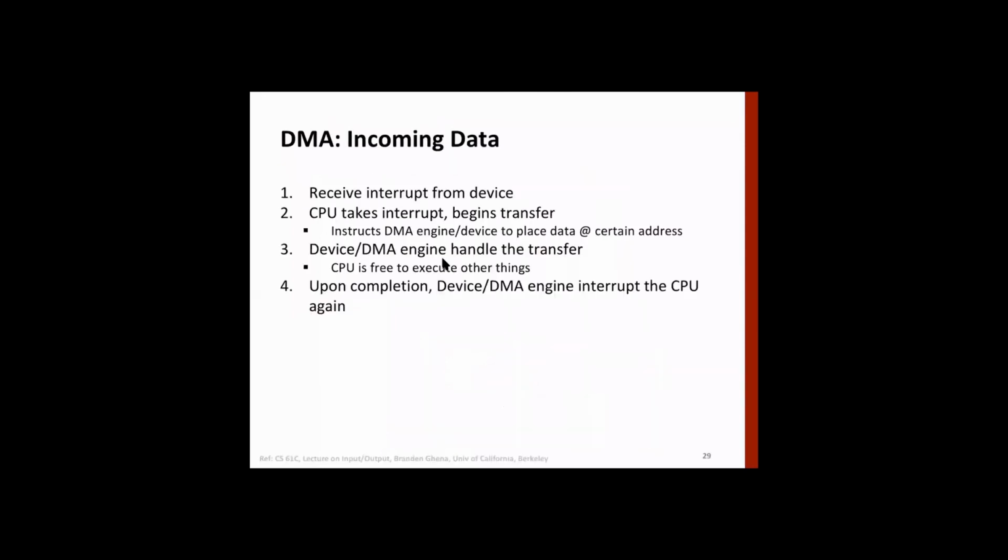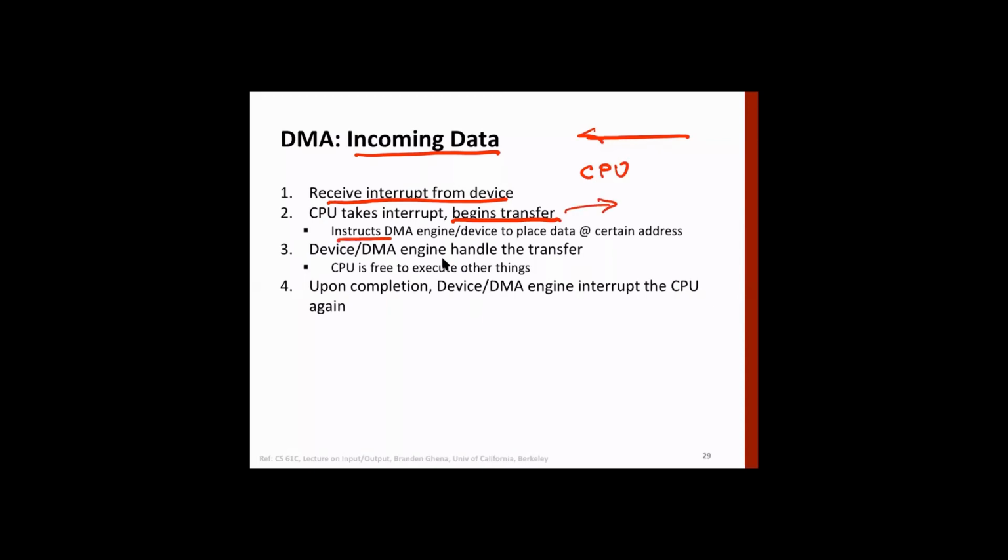Okay, so same thing we are repeating here. If there is data incoming from a disk or some device, then what is to be done? Receive interrupt from device. Who will receive? The CPU will receive. The CPU takes the interrupt and begins the transfer. In order to do that, it's not directly involved.